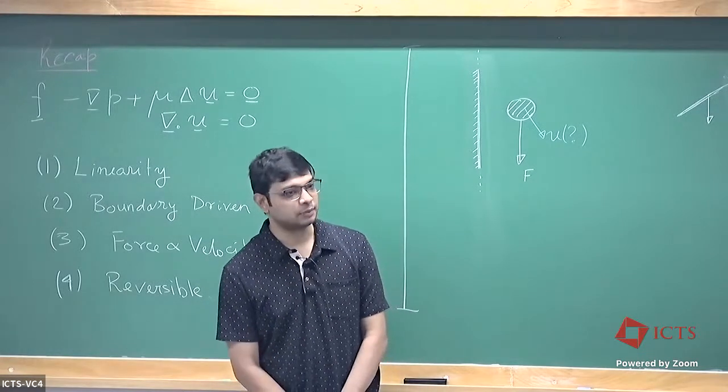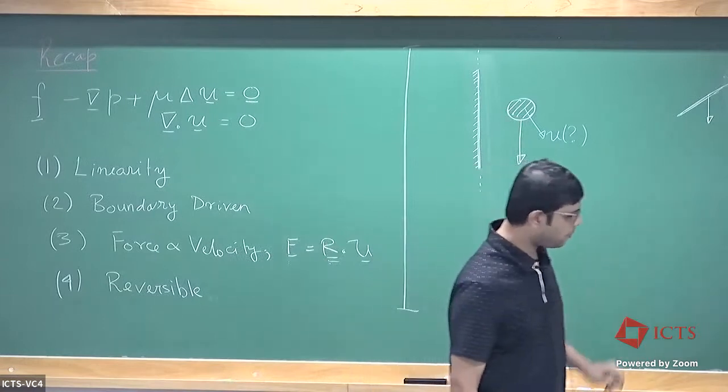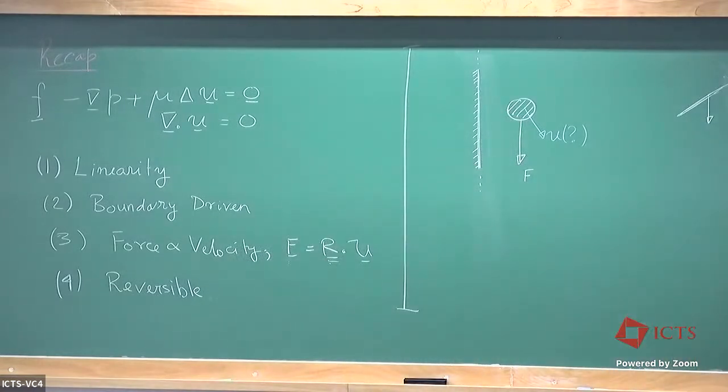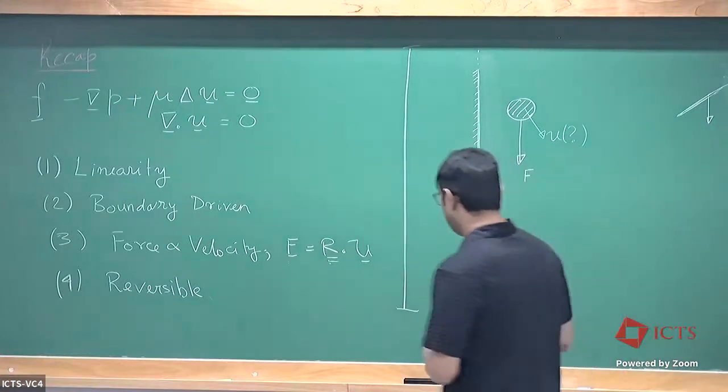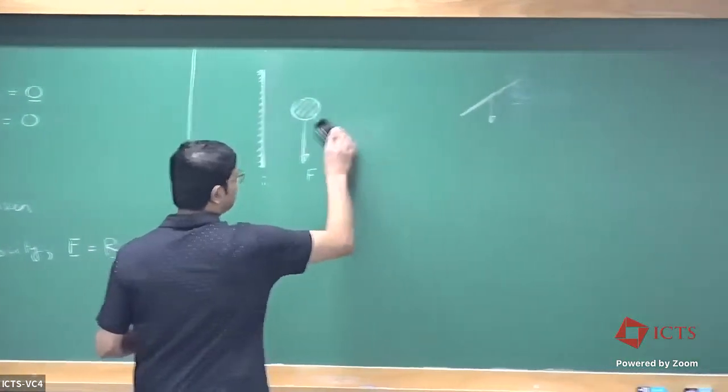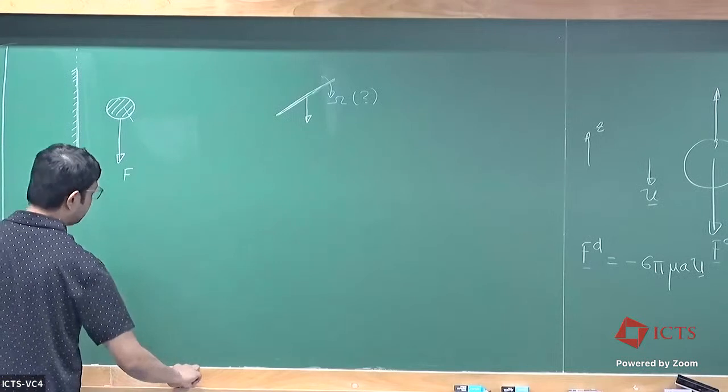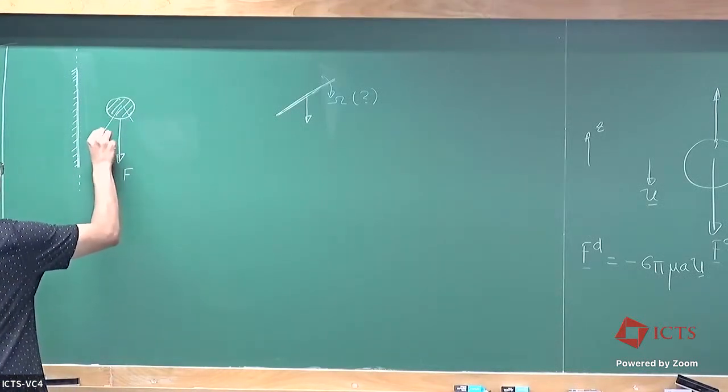There will be no lateral movement. So it will fall straight. So why is that? What is the rough argument? Say it moved towards the wall. Let's do that experiment. So let's say it moved towards the wall.